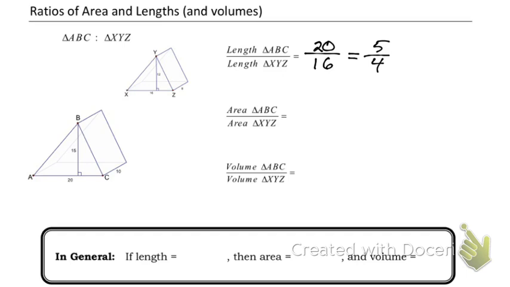All right, now let's find the area of triangle ABC. Well, the area of triangle ABC is 1/2 our base, which is 20, times our height, and maybe I'll just use multiplication instead of those. Times 20 times our height, which is 15. The area of triangle XYZ is going to be 1/2 our base of that one, which is 16, times the height, which is going to be 12.